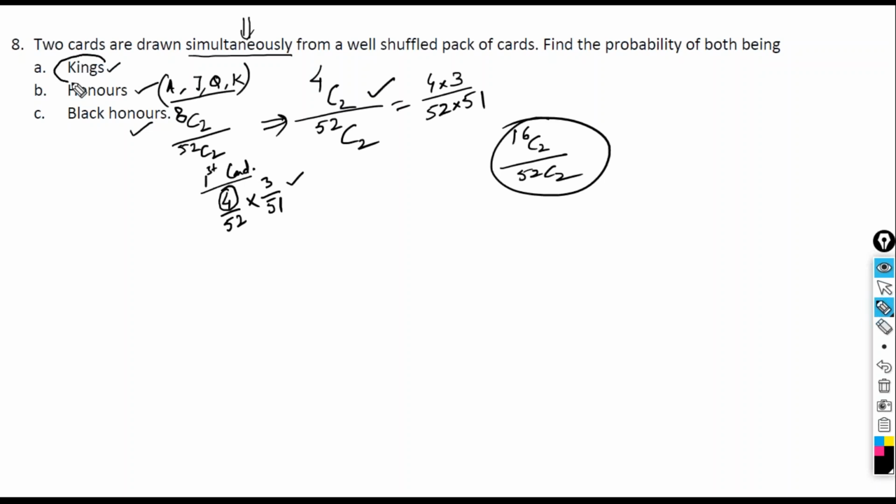Shivani, there are a total of 4 kings. Out of 4 kings, I require 2 kings. They are my favorable cases. On the other side, out of 52 cards, you have to draw 2 cards. So out of 52, 2 things can be selected in 52C2 ways. Out of 4 kings, 2 can be selected in 4C2 ways. That's it.